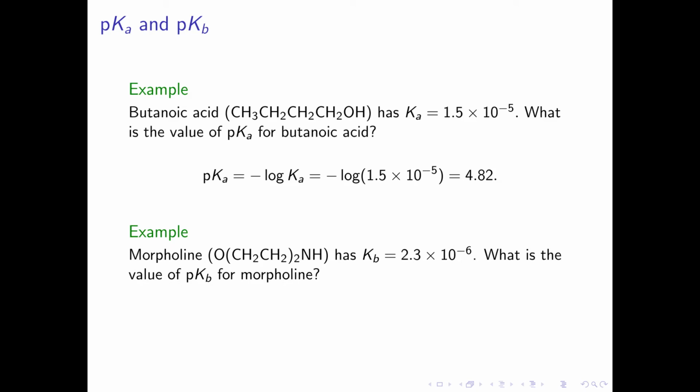Secondly, let's look at the weak base morpholine. It has a Kb value of 2.3 times 10 to the negative 6. What is the value of pKb for morpholine? Again, pKb is equal to the negative log of Kb. This is equal to negative log of 2.3 times 10 to the negative 6, or 5.64.